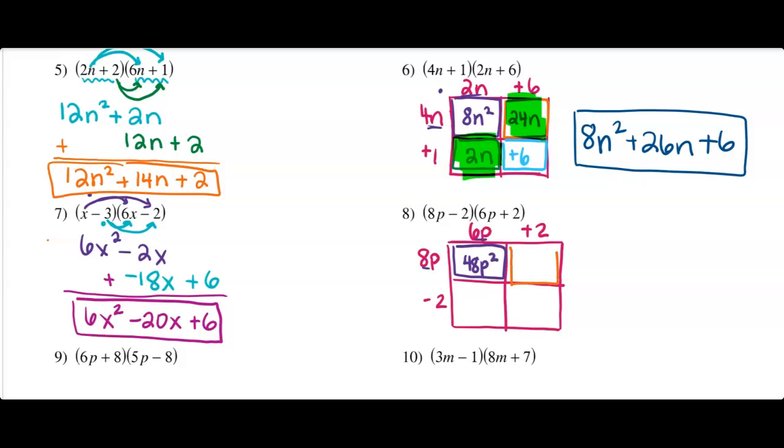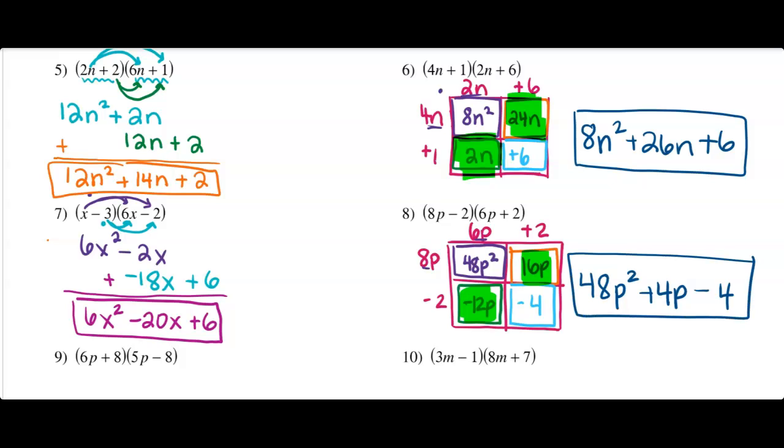Then I'm going to do 8p by 2, which is 16p. Then I'm going to do negative 2 by 6p, which is negative 12p. And lastly, I will do 2 by negative 2, which is negative 4. Again, I see I have like terms here. So my final answer will be 48p squared plus 4p minus 4.